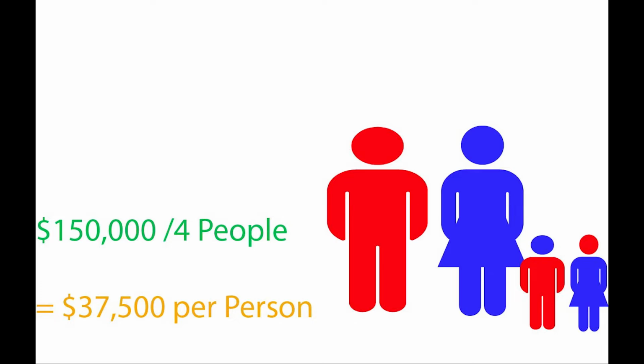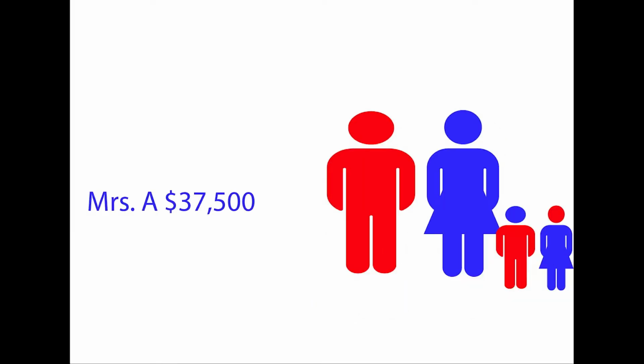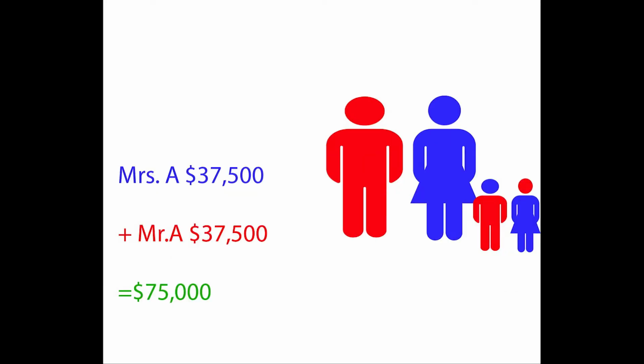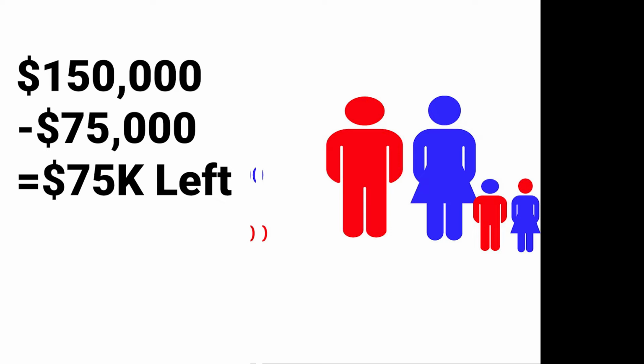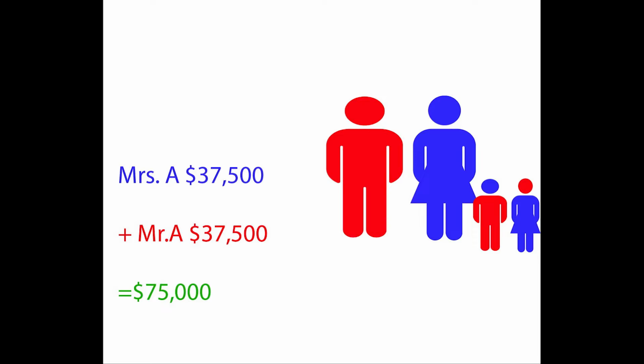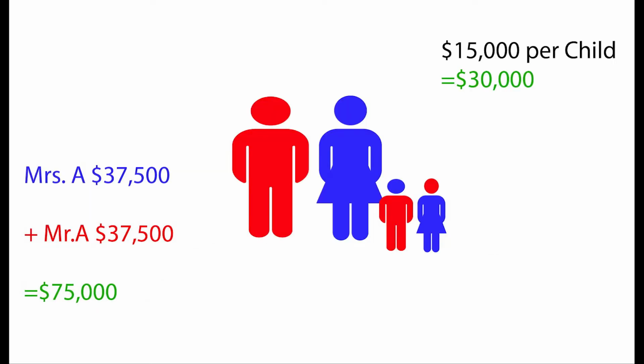So let's assume that both Mr. and Mrs. A use their full portion of the $37,500 each year. So what we're going to do is multiply that by 2, and that gives us $75,000 that is being used out of the $150,000 so far. That means that this leaves $75,000 left over to take care of the expenses of little boy A and little girl A. Well, each of them only need roughly $15,000 per year. So we're going to multiply that $15,000 by 2, which is $30,000.